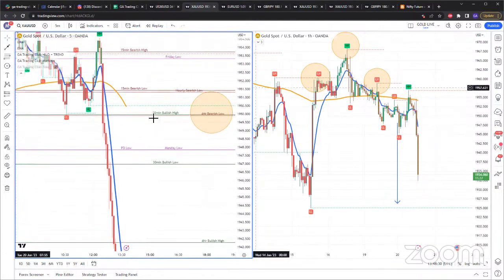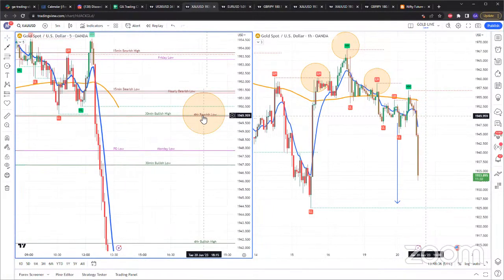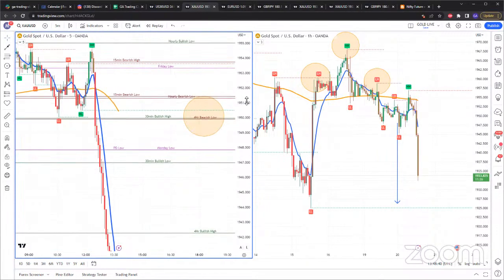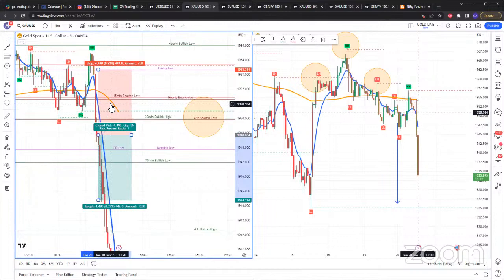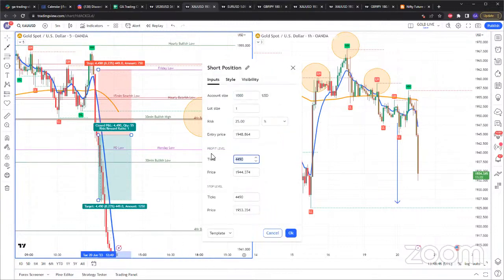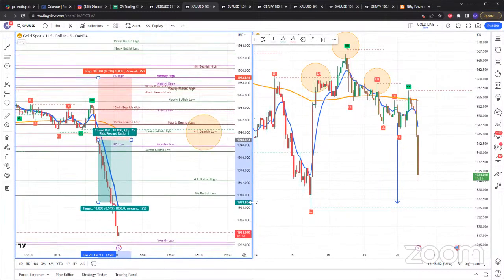So at that point, what would you be expecting if you want to trade this? You would want a break and closure below the 4-hour bearish low, and then a retest and closure below. So this was another sell on gold that you could have easily taken right there. Depending on what your risk to reward is, there's another easy sell on gold, and it would have gone straight to TP.